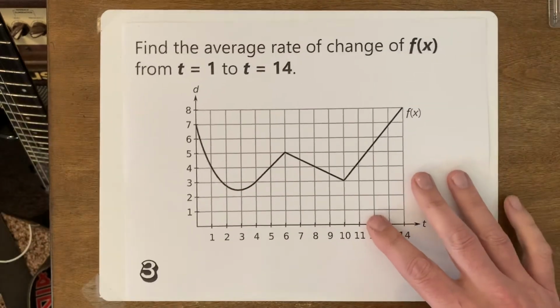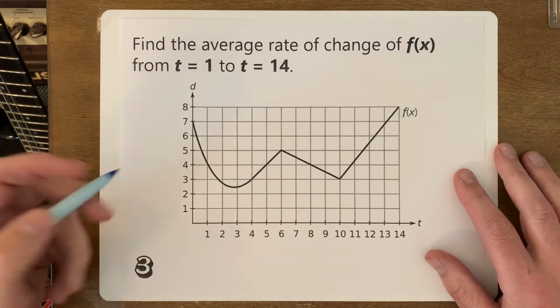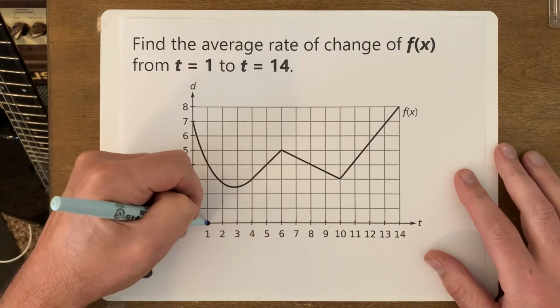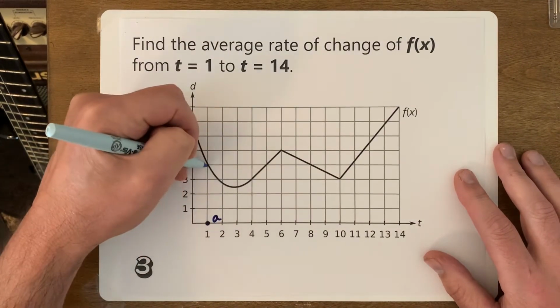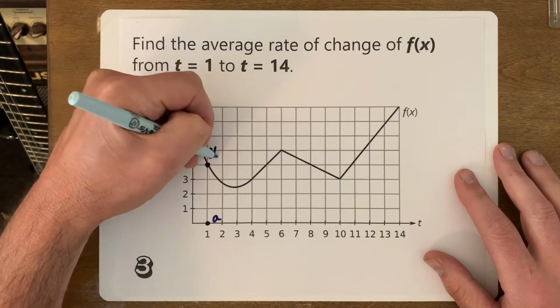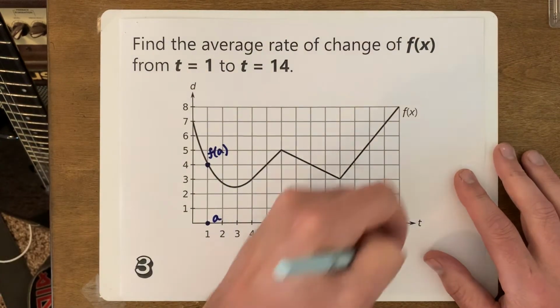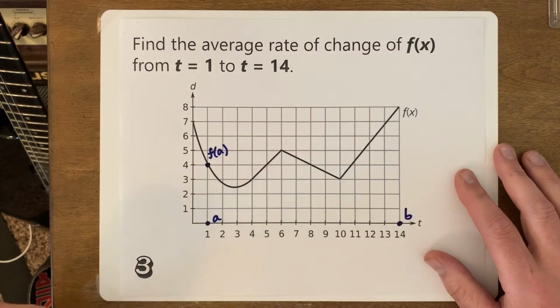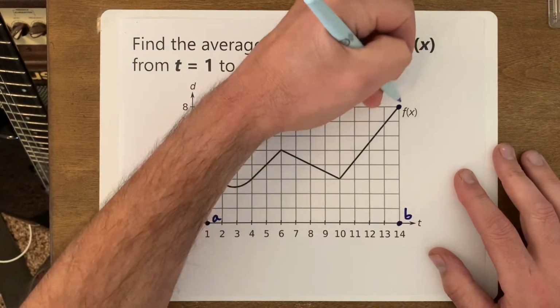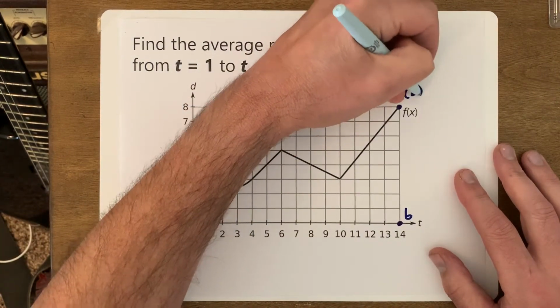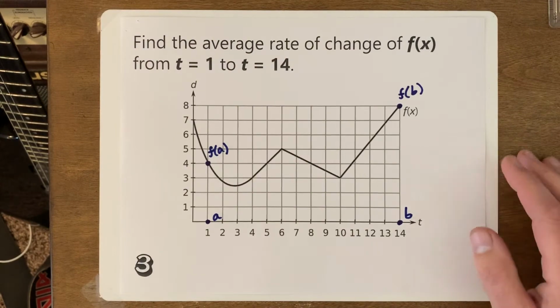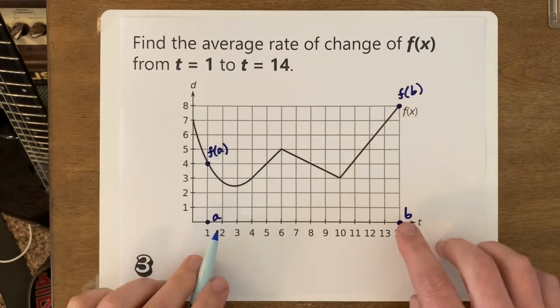Here we have a different graph. Now we're going from 1 here, so that's our A, all the way up to this point, f of A, to 14 here, that's our B, and then right there would be our f of B. So we want the change in these divided by the change in these.